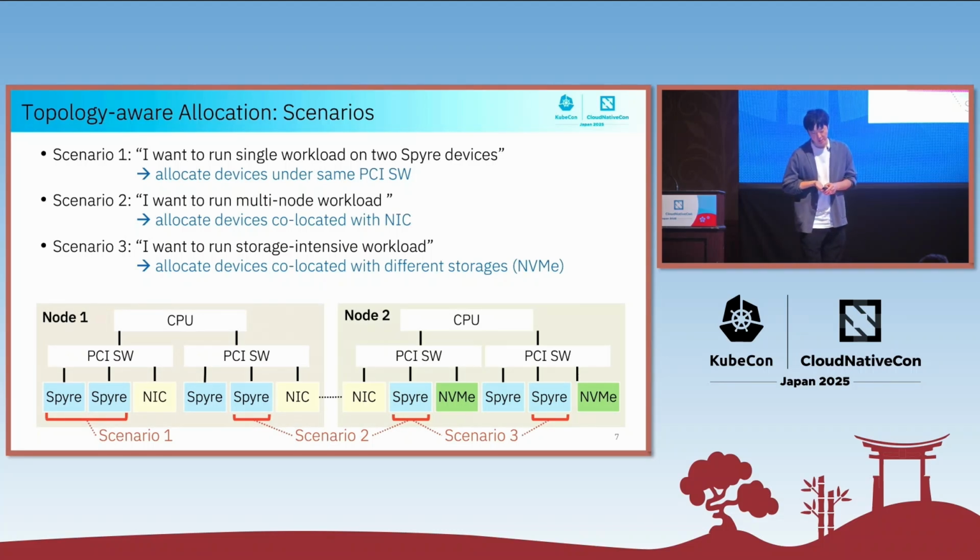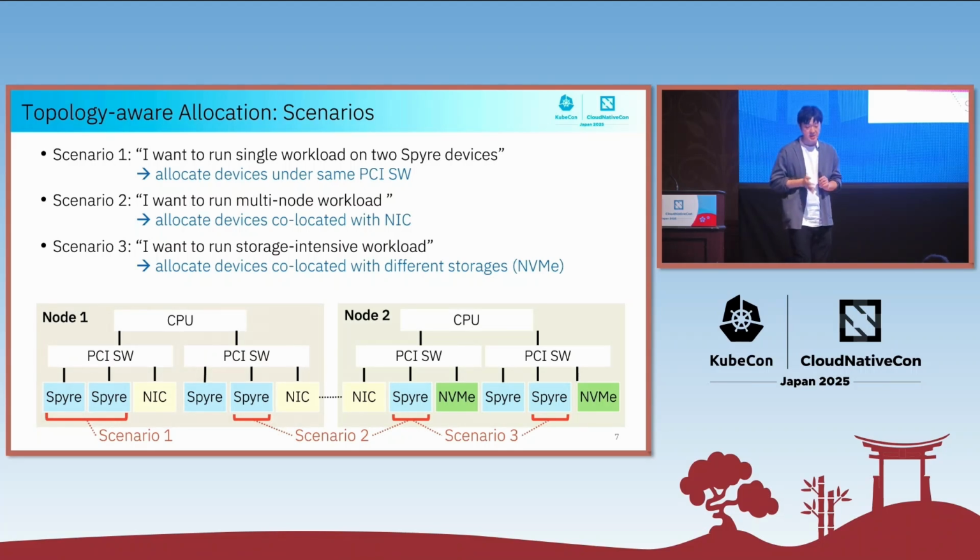Scenario one, we want to collocate Spire accelerator cards as much as possible under the same PCI root complex. If we want to expand the workloads to multiple nodes, we want to collocate the NIC as much as possible, right? So in some cases, we want to consider not only devices, but also collocation with the NIC devices, virtual NIC, or some physical NIC and whatever. So that is scenario 2.